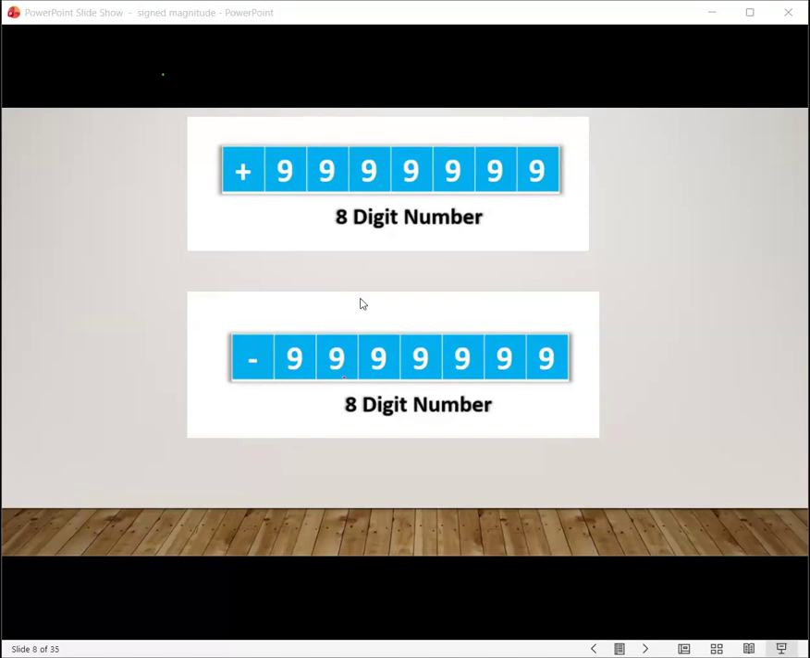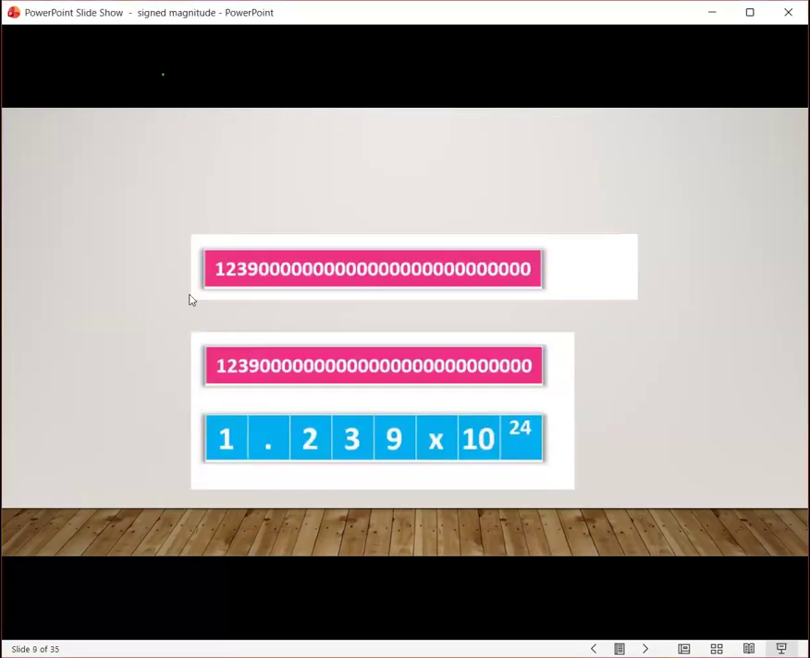But for example, if we wanted to write such a long number within this range, how do we write it? That's why we use scientific notation. Using scientific notation, we write it as 1.239 times 10 to the power of 24. So everything comes within the digits. See how many zeros are there? That many zeros, we write as the power.